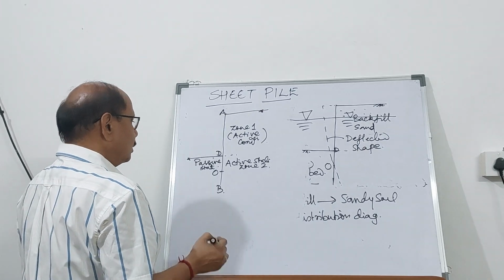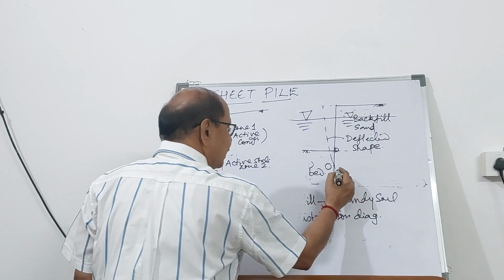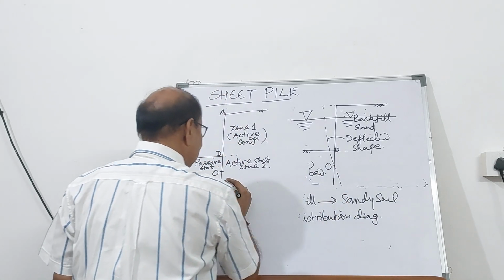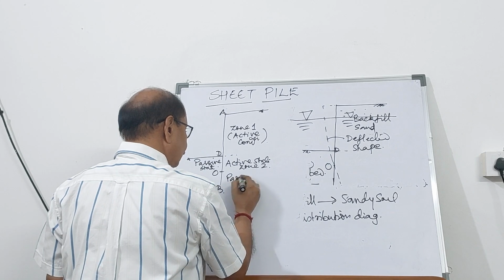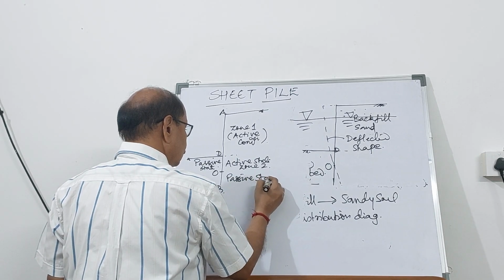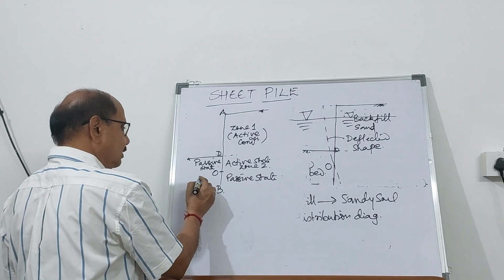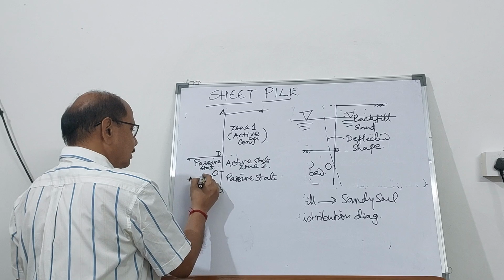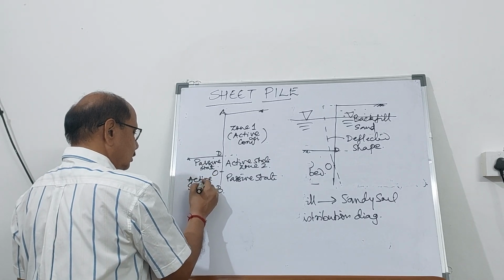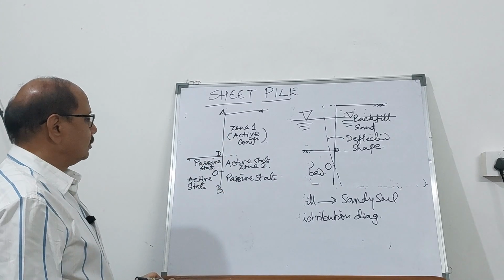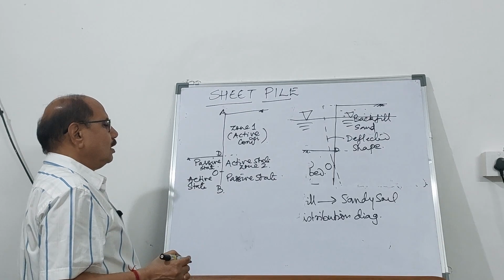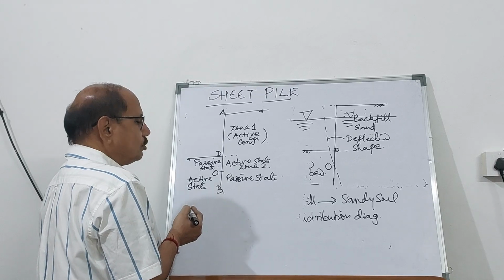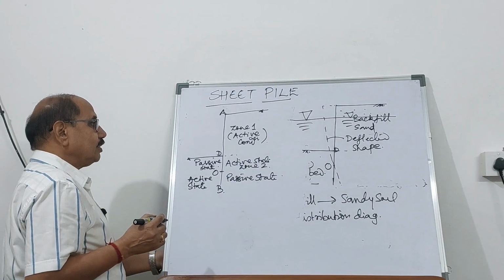Now, below this, you can see that this is going to deflect like this. So this is going to be in passive state. And this side, on the left hand side, it is going to be in active state. So sheet pile behavior is going to be complex, and if you draw the pressure distribution diagram, you can draw it easily.